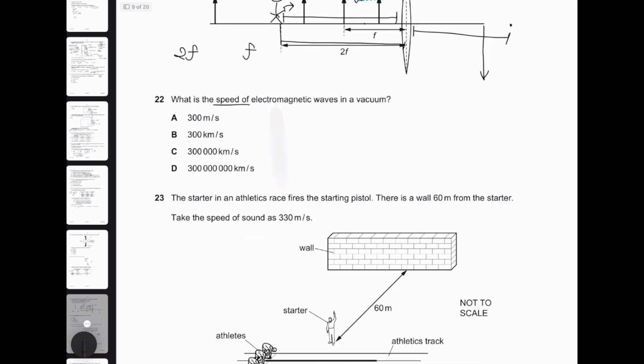What is the speed of electromagnetic waves in a vacuum? It is 3 times 10 to the power 8 meters per second. They have given it in kilometers per second. That is fine. So it will be 300,000 kilometers per second, because this is 300,000 times 10 to the power 3 meters per second. So now this becomes 8 zeros. All right. So correct answer is C.